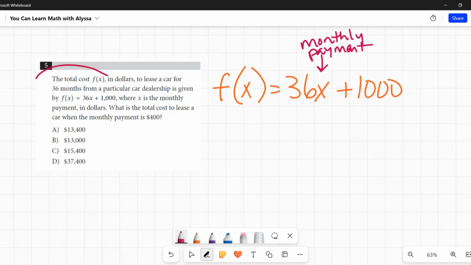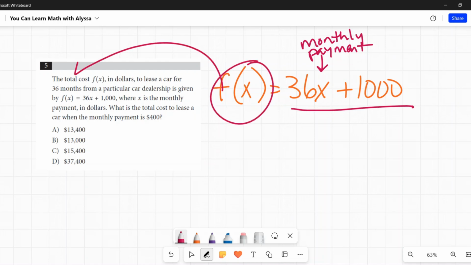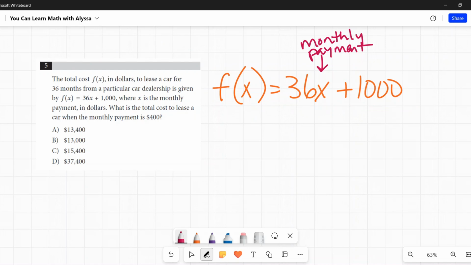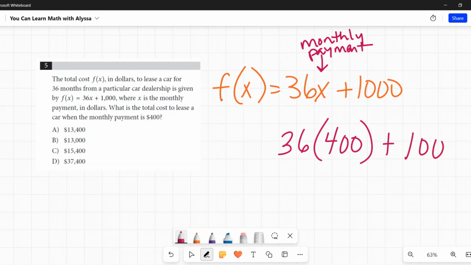So they're telling us up here that the total cost is f of x. So if I plug in a number for the monthly payment and I do this math, I will get f of x, which is the total cost. All right, so they're asking, what is the total cost? And they are giving us the monthly payment of $400. So I need to plug 400 in there. 36 times 400 plus 1,000. And now I need to do that math.